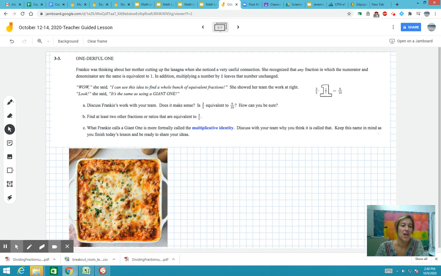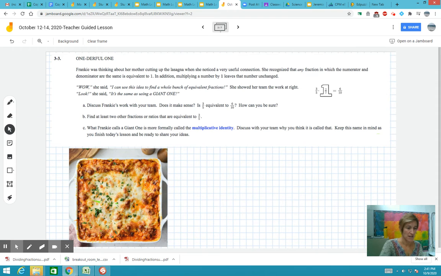So let's read. Frankie was thinking about her mother cutting up the lasagna when she noticed a very useful connection. She recognized that any fraction in which the numerator and denominator are the same is equivalent to a 1. In addition, multiplying a number by 1 leaves that number unchanged. Wow, she said, I can use this idea to find a whole bunch of equivalent fractions. She showed her team the work at the right.